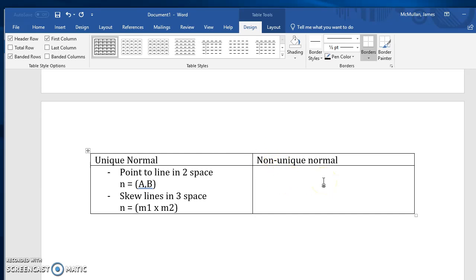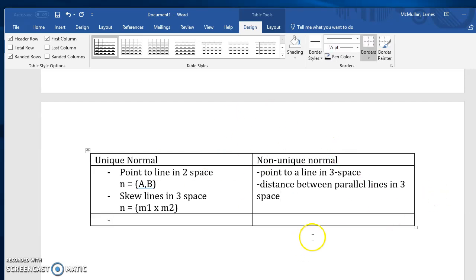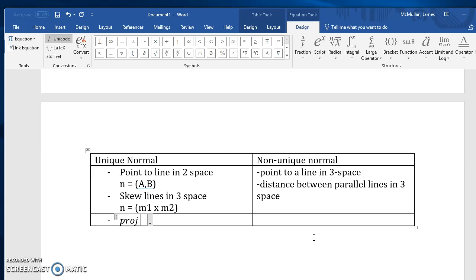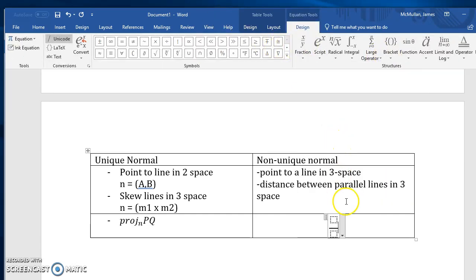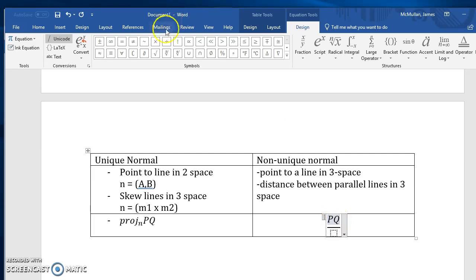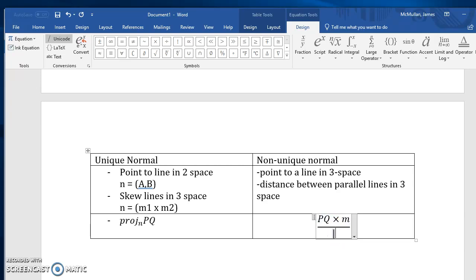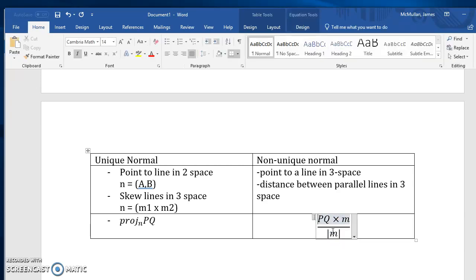For non-unique normals, we have the situation where you have a point to a line in 3 space or distance between parallel lines in 3 space. So those are the two that have a non-unique normal. Now in terms of the unique normal, we know the answer is we project PQ onto the normal. That's going to tell us the distance. For this one, we need PQ cross M, over magnitude M. And we take the magnitude of the top as well.